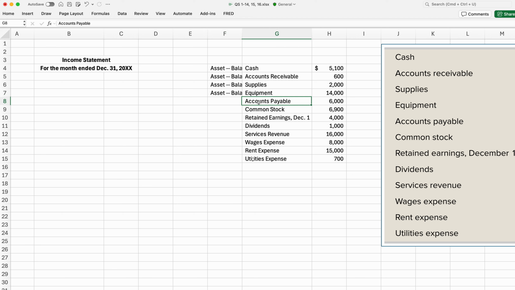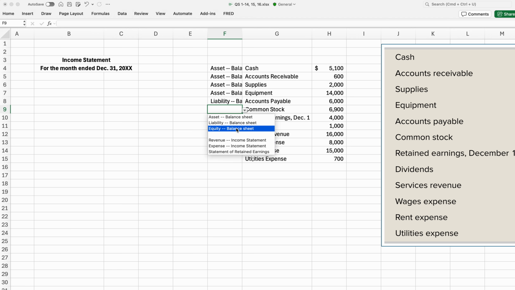Now the next one here is accounts payable. Remember, accounts payable, last name, means that we owe somebody. We have to pay someone. So that is a liability. If we have an obligation, it is a liability. We come to common stock. Common stock is a balance sheet equity account. And do note that when you see this common stock, realize that we are talking about a corporation. So equity, balance sheet account.